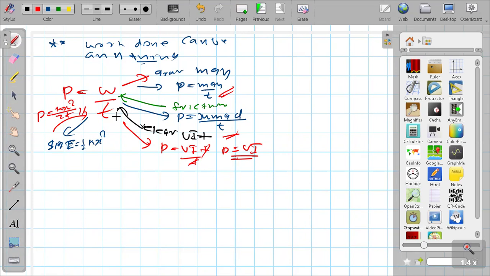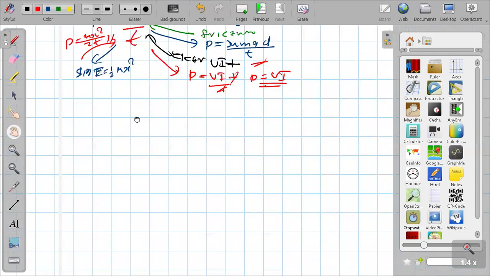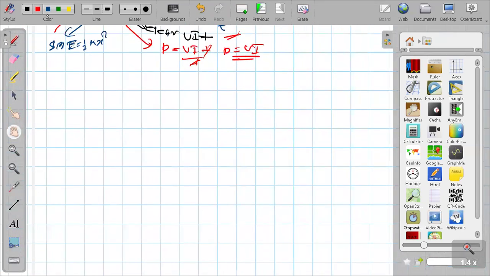Can you just understand this? Yes, sir. Okay, now write another subtopic. Power due to power of a moving object in uniform velocity.